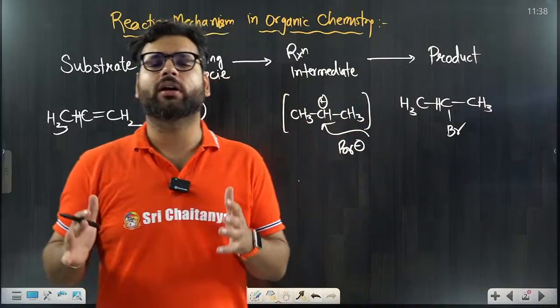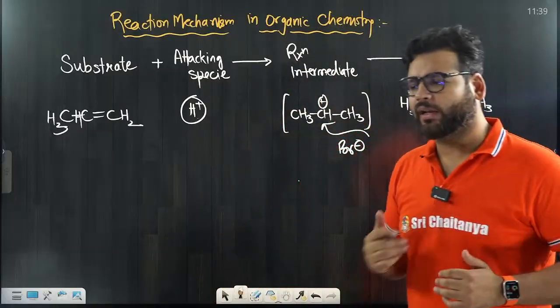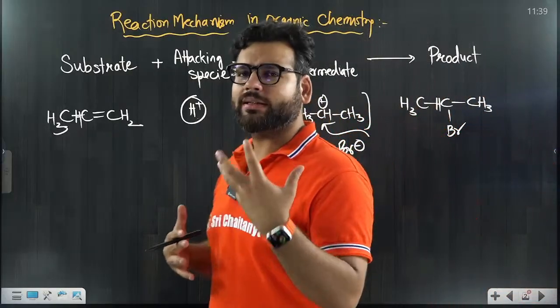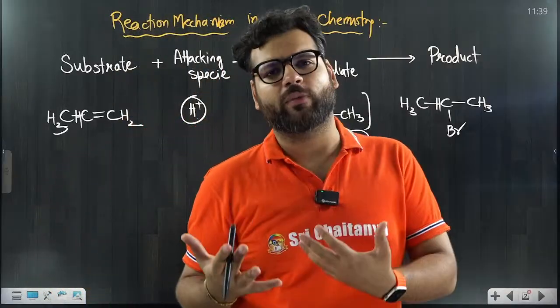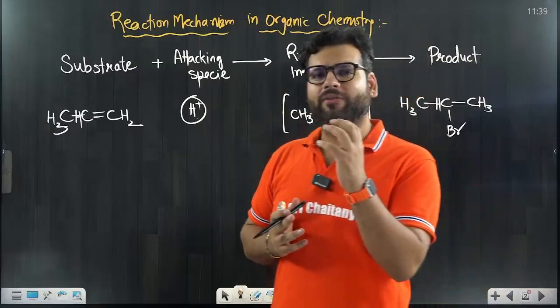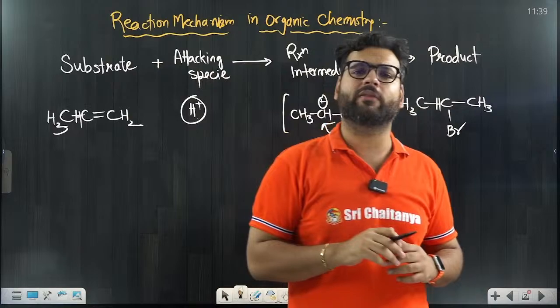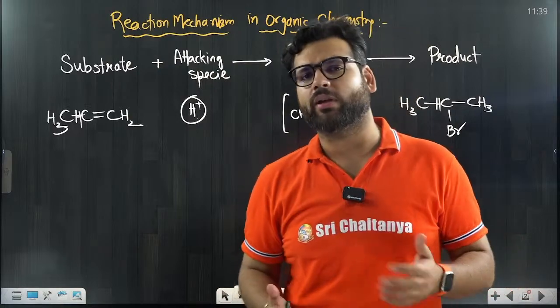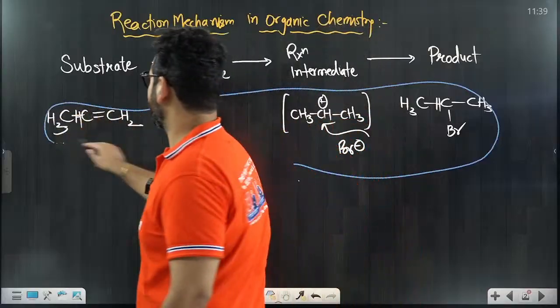Like that, a total of 7 to 8 types of reactions will come. Electrophilic addition, nucleophilic addition. So as soon as we look at the substrate, we would be able to think what type of reaction it will undergo. And if any attacking species is given, you can easily predict the product, whether it will be a Markovnikov addition, anti-Markovnikov addition, or what. So we'll talk about these things.